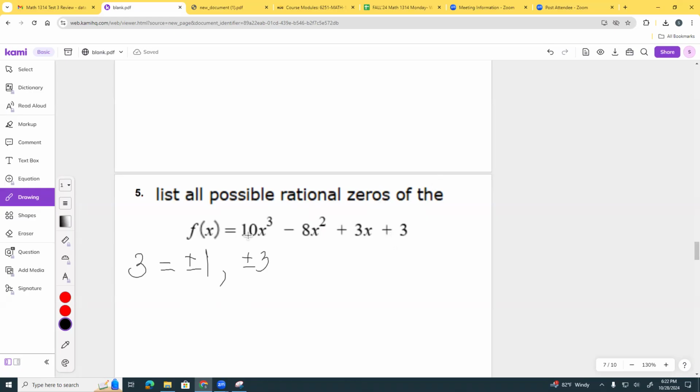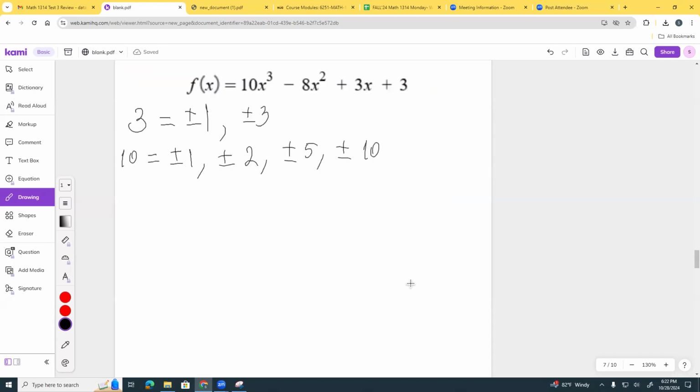What's the other number I have to do this? 10, the leading coefficient. I can divide the 10 by 1. I can divide the 10 by 2. I can divide the 10 by 5. And I can divide the 10 by what? 10. Now we are ready to find the list of the possibilities, right?